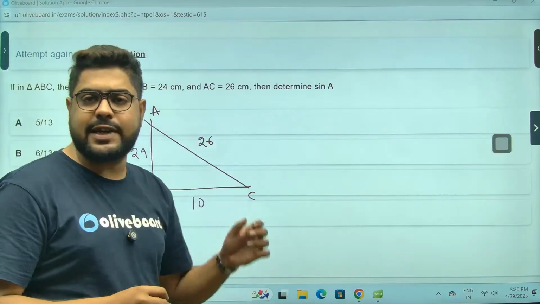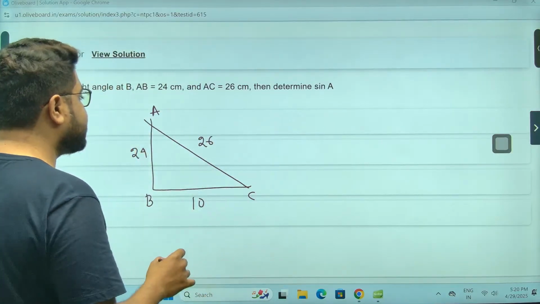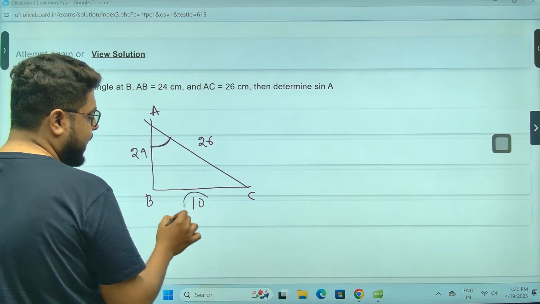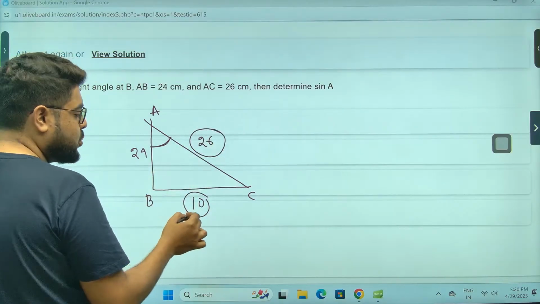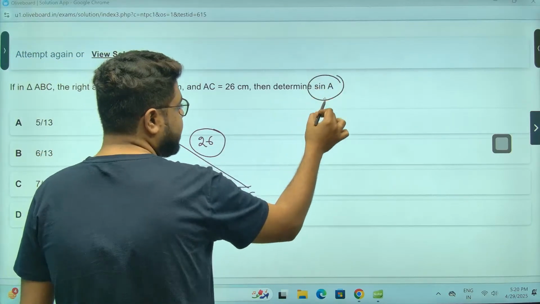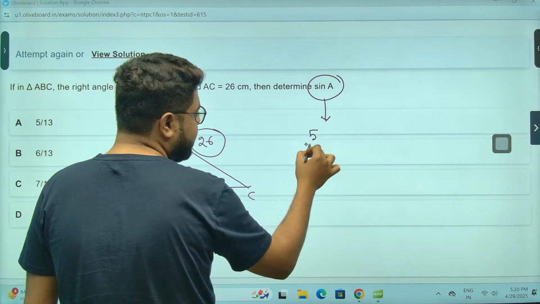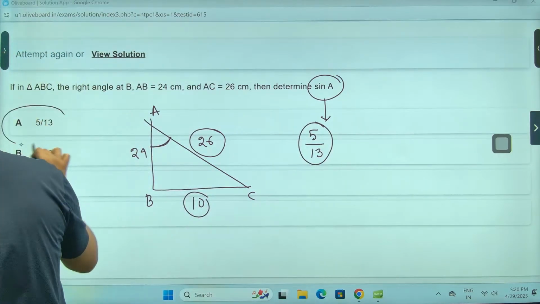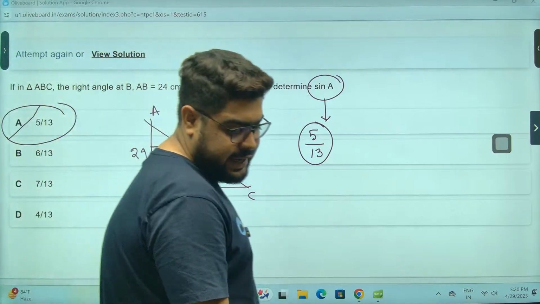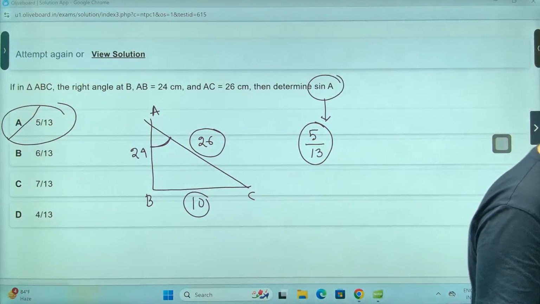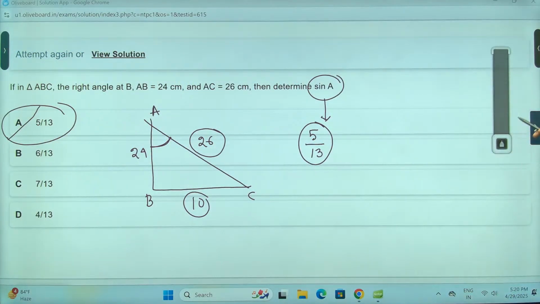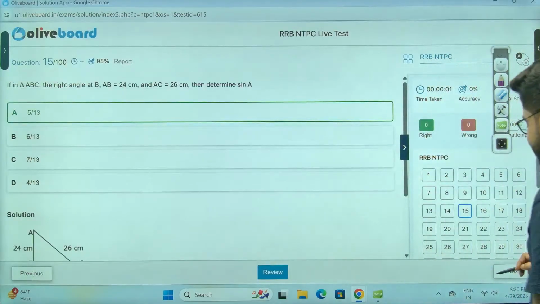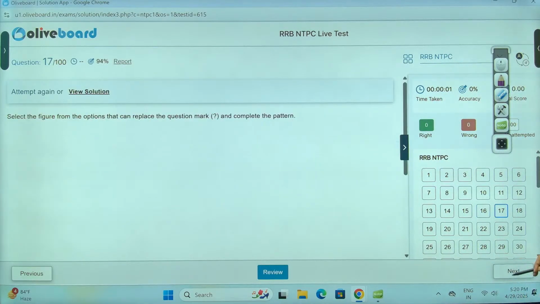576, 100, 676. Right? Sine A, sir. A is this angle. Sine means height by hypotenuse. So 10 by 26, that is 5 divided by 13. 10 by 26 means 5 by 13, option A, sir. Option A is your answer. Yes, Reena, again you are absolutely correct, 100% correct. Very, very simple question, this one. Chalo, next one.